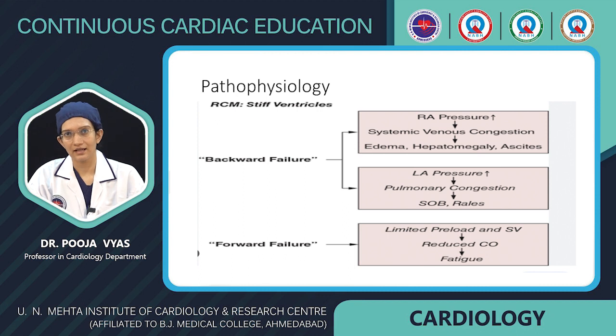ascites. Due to the stiffness of the left-sided ventricle there will be increased LA pressure, which will lead to pulmonary congestion and dyspnea, and rales on clinical examination. There will also be forward failure due to limited preload and limited stroke volume. So with exercise there will be reduced cardiac output, which will ultimately lead to fatigue and exercise intolerance.